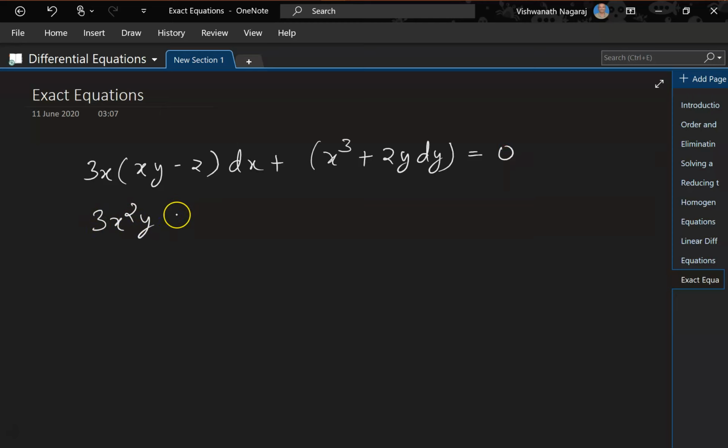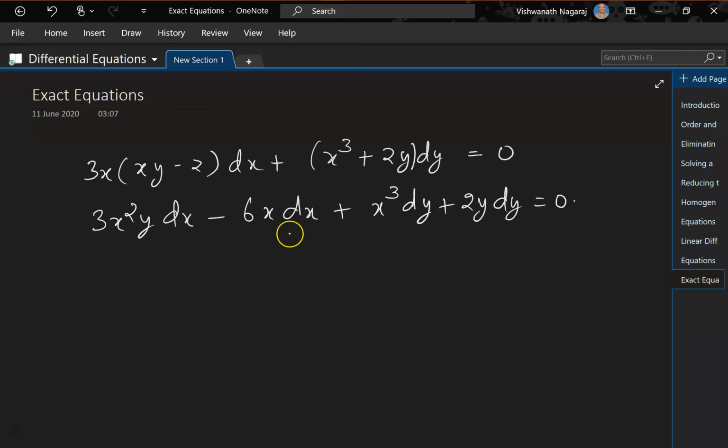3x²y dx - 6x dx plus, outside the bracket, x³ dy plus 2y dy. Try to understand this equation and try to recognize some kind of a pattern. x³ and 3x²y. Okay, let's group them together: 3x²y dx + x³ dy - 6x dx + 2y dy.